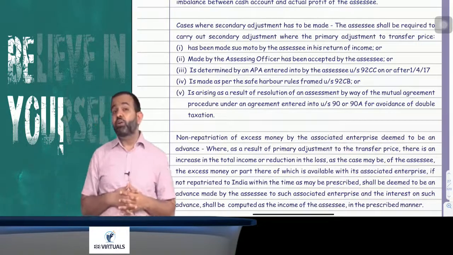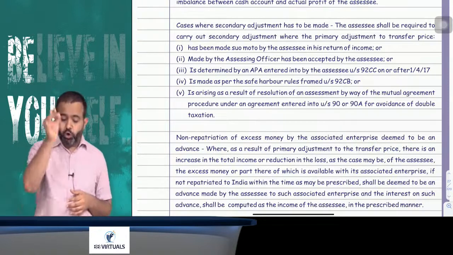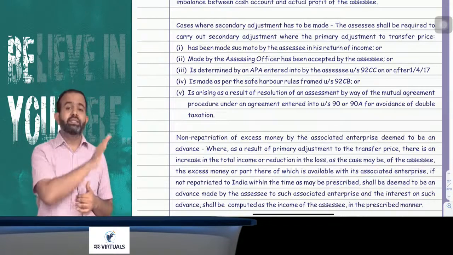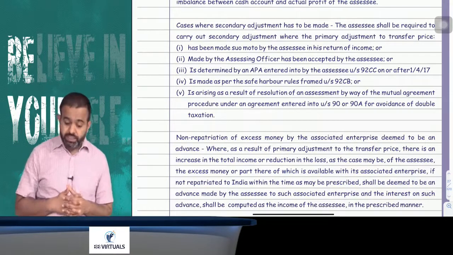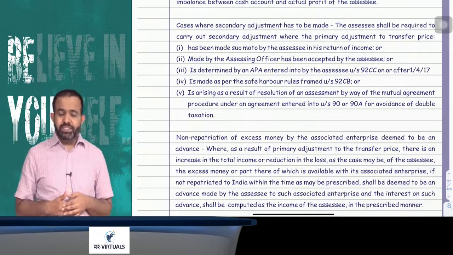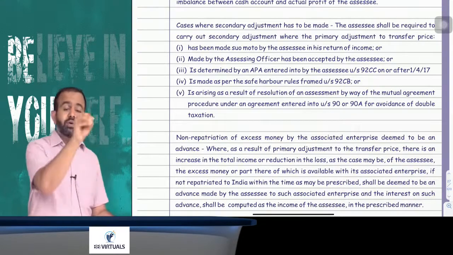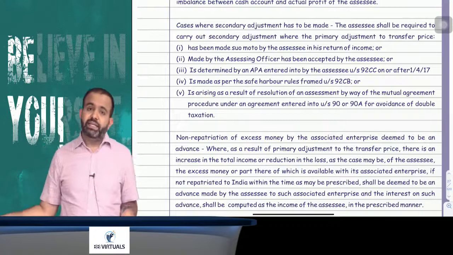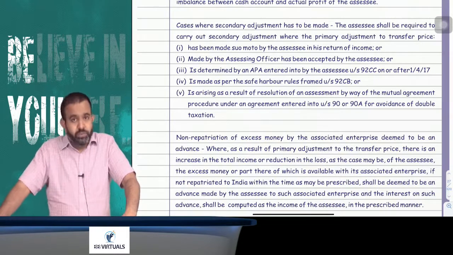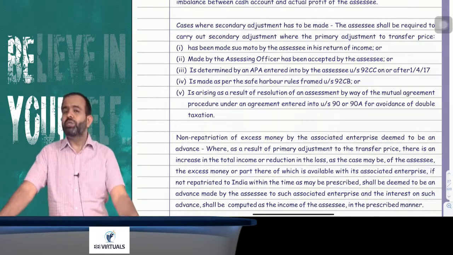Second, if the assessing officer determined the arm's length price, and due to the order of the assessing officer, which is accepted by the assessee, there is a primary adjustment, then secondary adjustment is possible. Third, suppose a primary adjustment is due to an advance pricing agreement. Means the assessee entered into the APA and due to the APA if your income is increased, in that case secondary adjustment is possible. And suppose a primary adjustment is due to the safe harbor rules. Or last, suppose a primary adjustment is due to the MAP, that is mutual agreement procedure.